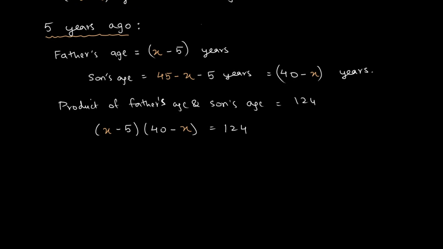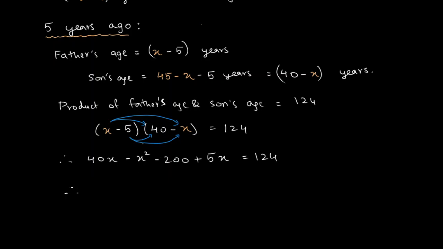Now we need to just solve this part by expanding it. We'll use the distributive property here. So x into 40 and x into x. So x into 40 is 40x, and x into minus x is minus x square. Now with minus 5 we'll do the same thing, minus 5 into 40 and minus 5 into minus x. So minus 5 into 40 will give me minus 200, and minus 5 into minus x will give me plus 5x. All of this equal to 124, right?